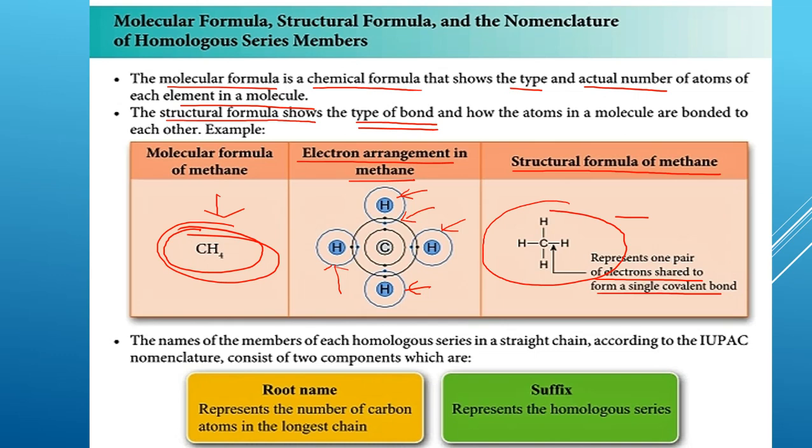Okay, so the names of the member of each homologous series in a straight chain is according to the IUPAC nomenclature, consists of 2 components. The first one, root name, and the second one, dia punya suffix. Root name represent the number of carbon atom in the longest chain. Suffix ini adalah represent the homologous series. So kita tengok dia punya penamaan.